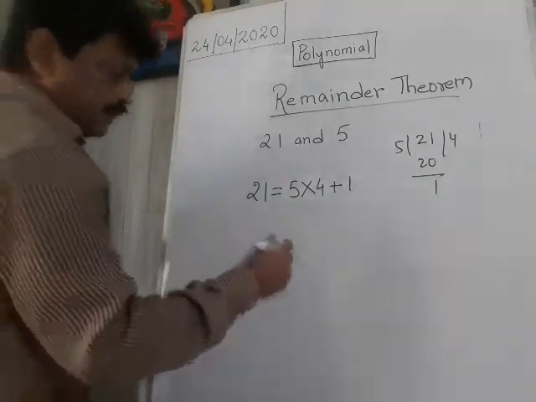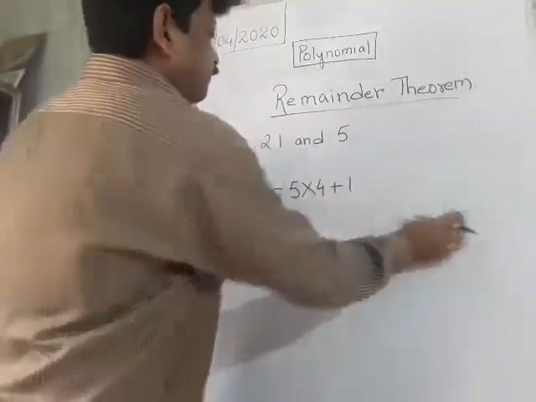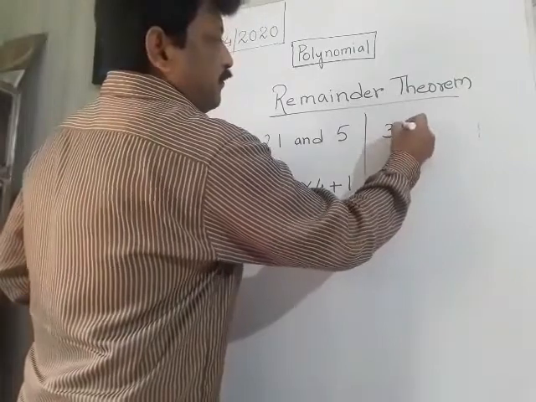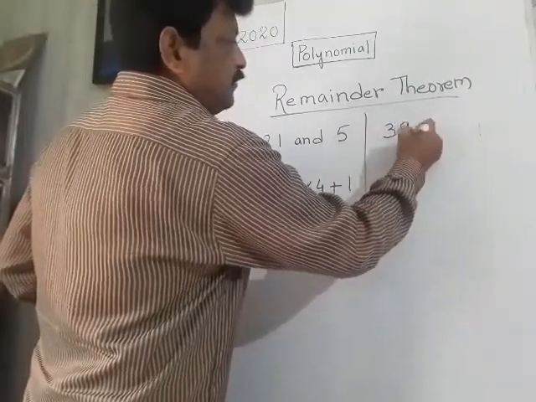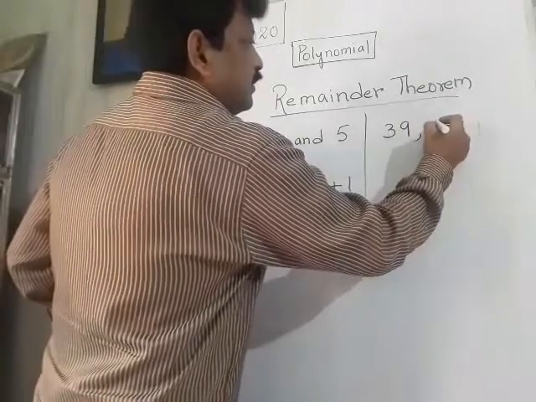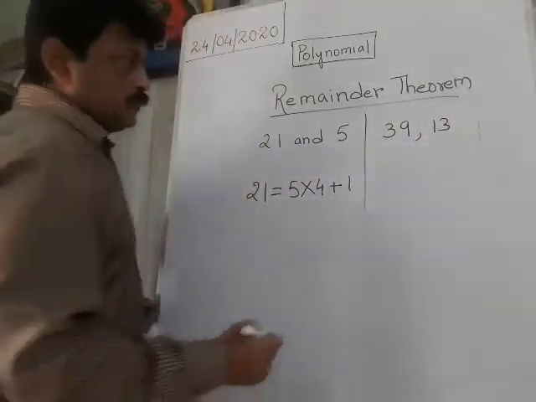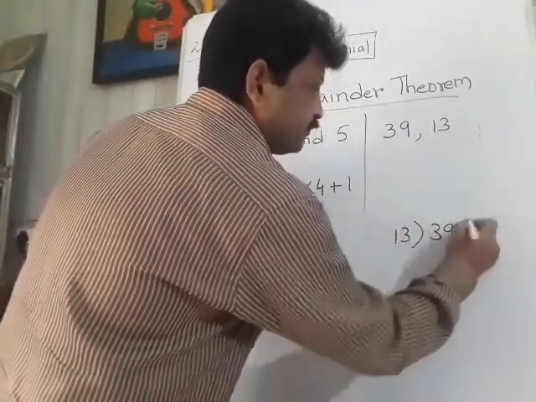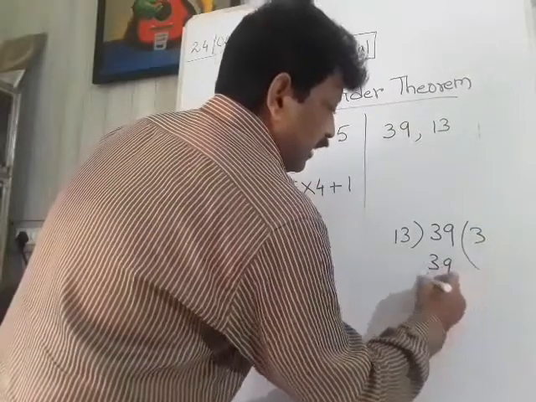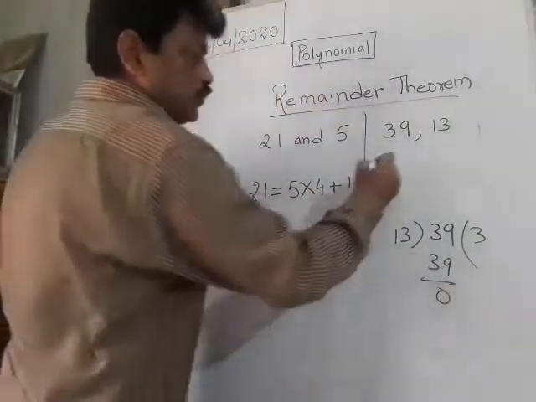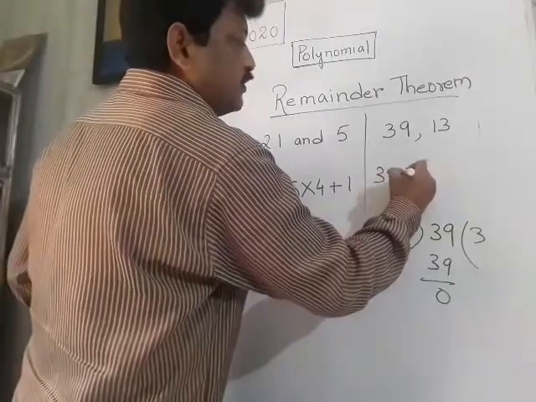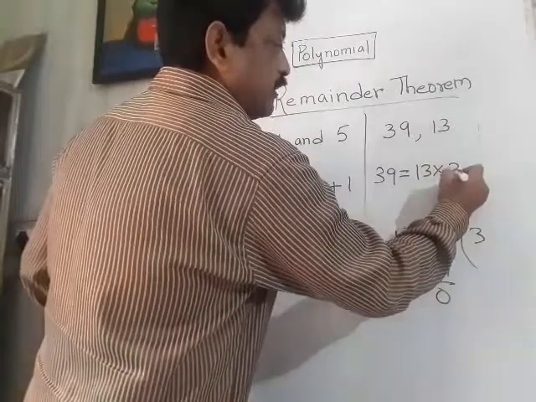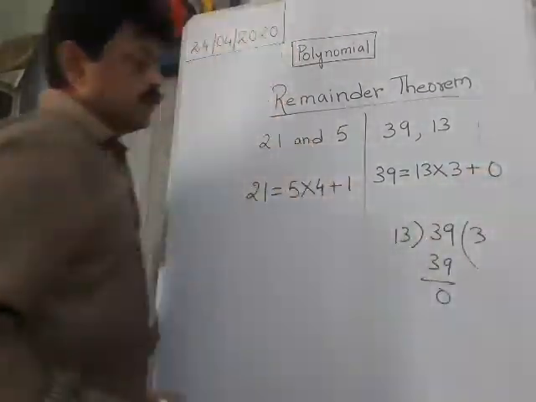Similarly, if I take another number, suppose I am taking 39 and 13. If 39 is divided by 13, the quotient is 3 and the remainder becomes 0. So I can write 39 equals 13 multiplied by 3, the quotient is 3, and here is the remainder 0.